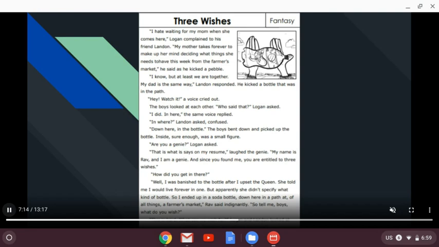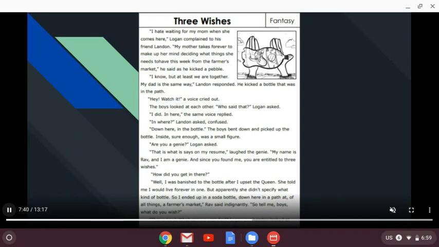"Hey, watch it," a voice cried out. The boys looked at each other. "Who said that?" Logan asked. "I did, in here," the same voice replied. "In where?" Landon asked, confused. "Down here in the bottle." The boys bent down and picked up the bottle. Inside, sure enough, was a small figure.